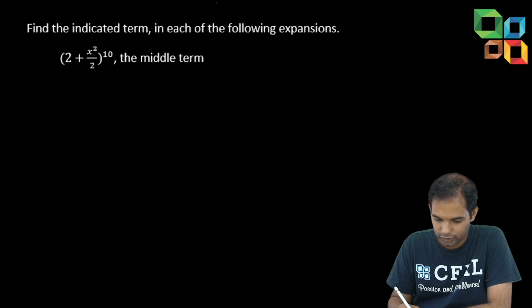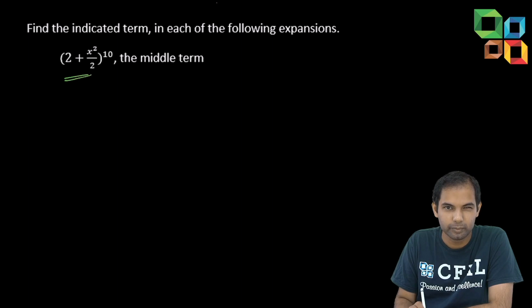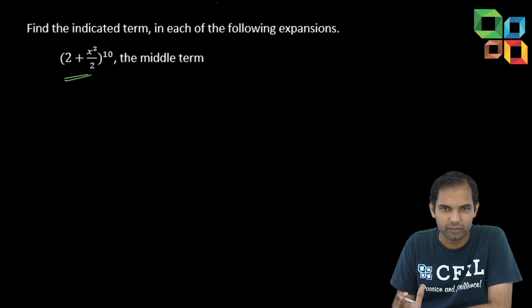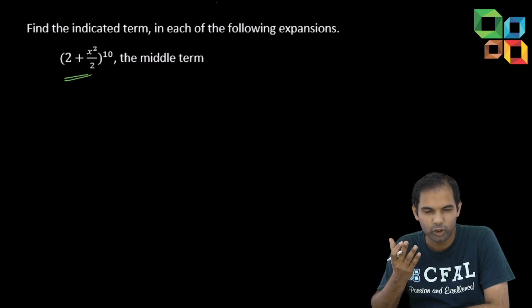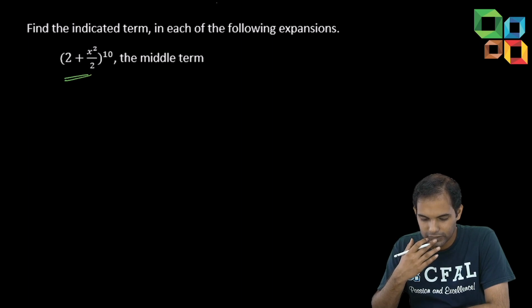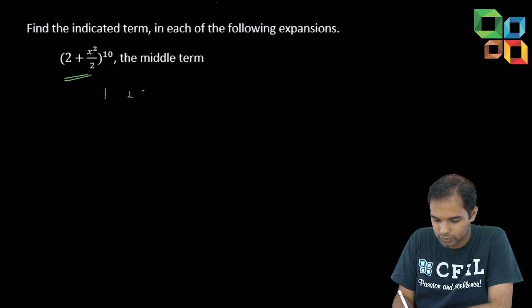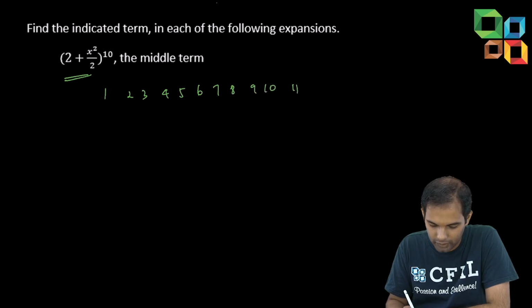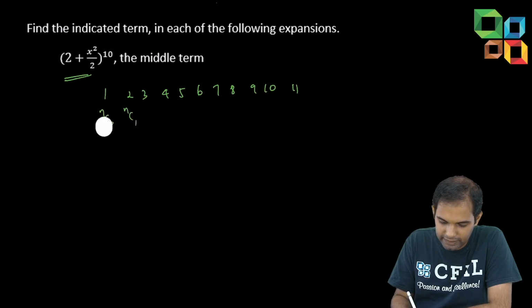Find the indicated term. Suppose this expansion is given, you are trying to figure out the middle term. For any expansion, what would be the middle term? Can you think about it? (a plus b) whole power n. What would be the middle term? Let us look at this specific case because the power is 10. That means there are 11 terms, right? Let me write down 1, 2, 3, 4, 5, 6, 7, 8, 9, 10, 11. Because it's an easy exercise, you can write it down. So nC0 will start here, right? This will be nC1. Let me write n also because we know what n is.